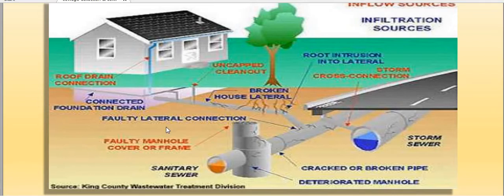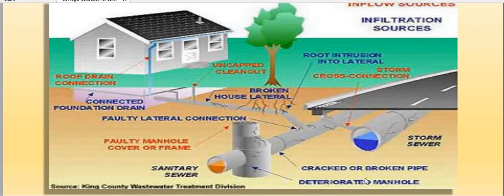If faulty lateral connections occur, meaning if the connections are not made properly, or if the roots of heavy trees break the pipe system, then seepages and leakages will start from these areas.